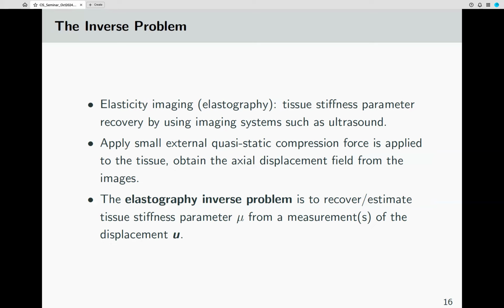Here, the idea is to apply a small compression force to the soft tissue, and then you get ultrasound images. From there, you get the displacement fields. That's what imaging scientists do, I believe. You're working with images and extracting displacements. I heard that it's image registration, but I don't really do that, so I don't know how it works. What I have is displacement data. Sometimes we are provided with it from lab experiments. Occasionally, we make up our own synthetic data to test our solvers. The main point here is to recover or estimate the tissue stiffness parameter mu from the measurements of that u, the displacement components.